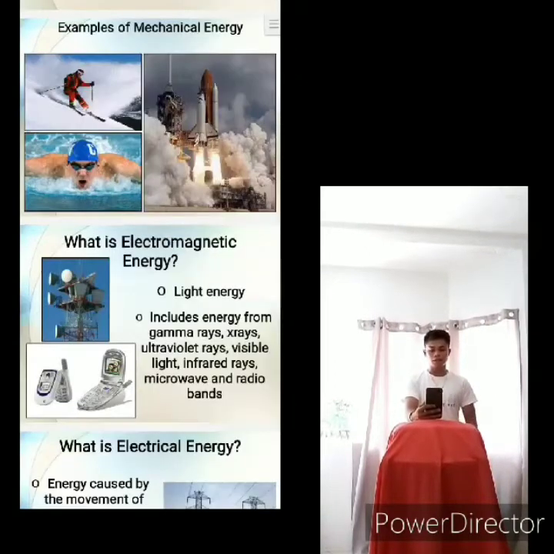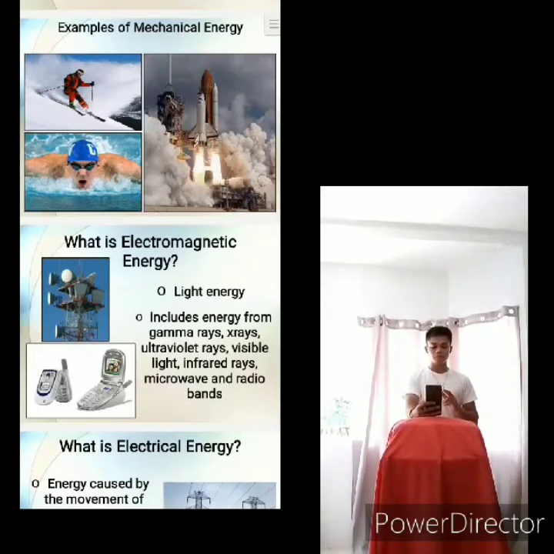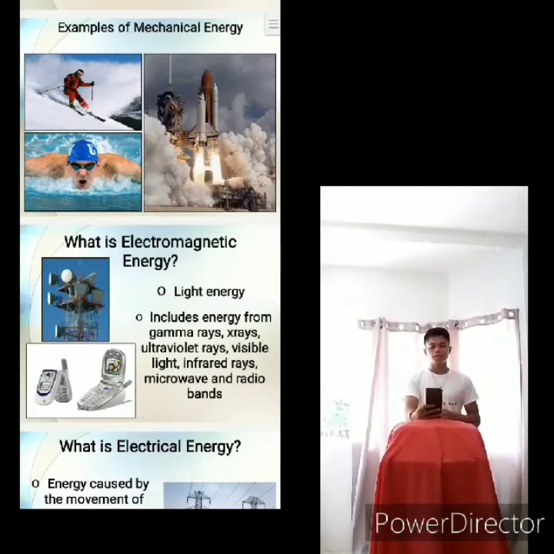The next is more examples of mechanical energy. There are 3 types of mechanical energy. Take a look at the picture, like skating, swimming, and so on.